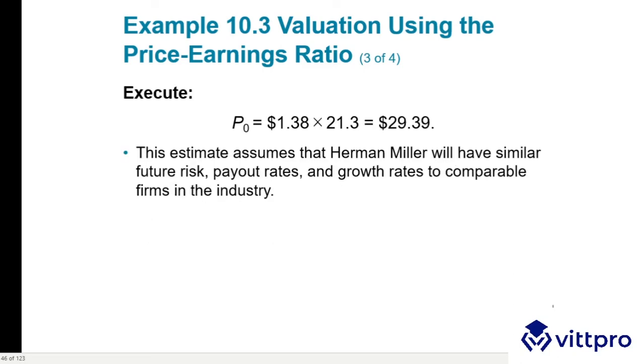What is the assumption here? The assumption is that Herman Miller has the same future risk, same payout ratio, and same growth rates as the other comparable firms in the industry. Payout ratio and growth rate may be the same because the industry is the same, but what makes the company different can be patents, long-term contracts, free land, designers, or the quality of the management, right?